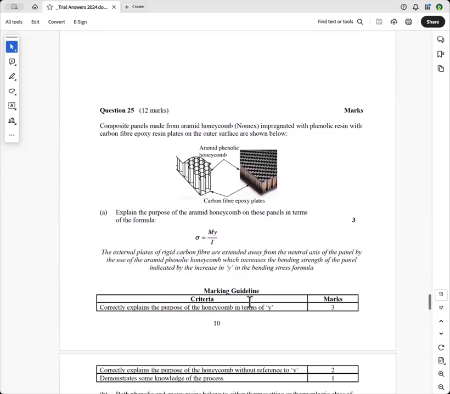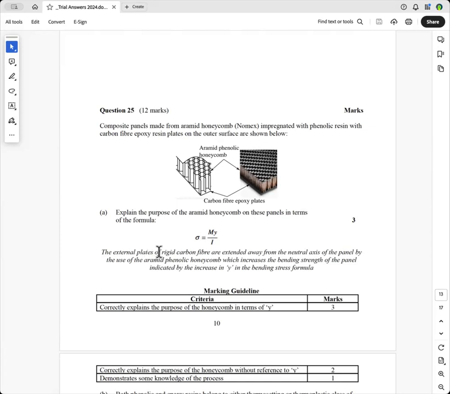Question 25. Explain the purpose of the aramid honeycomb on these panels in using this formula. Now these are the Nomex honeycomb panels with carbon fiber on the outside. This is what they use in Formula One cars and planes, and so all the aramid phenolic honeycomb is doing is moving the outermost fiber away from the neutral axis to make it more rigid. And so that's how you answer the question.